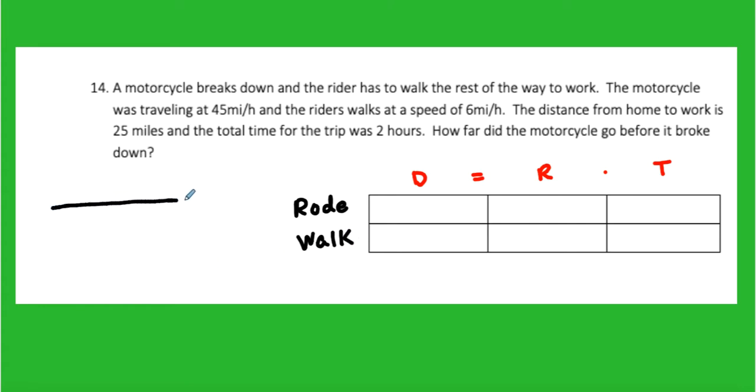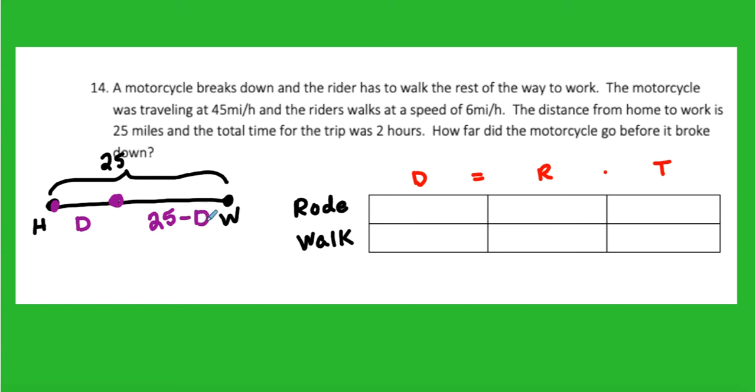So the distance from home to work, I'm going to make a little segment here. Here's home and here's work. The distance is 25 miles, okay? So he rode some distance. So let's call that part D. So let's say that he left home and he rode, and let's just say he went that far, riding. Well, the rest of the way would have to be 25 minus D.